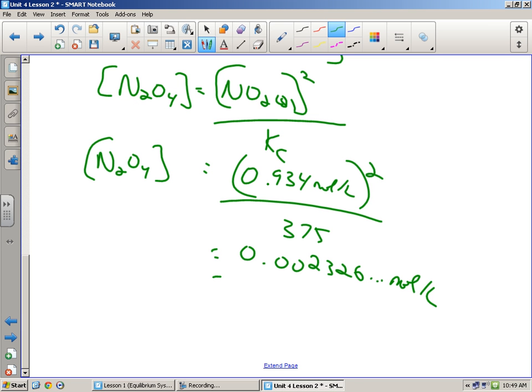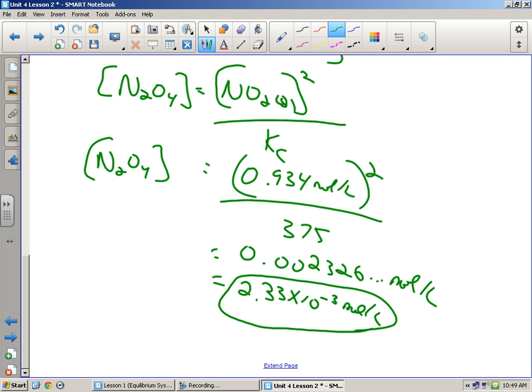If you want to use significant digits, I'd say probably 3 is a good bet here. I'd probably round it to that. 2.33 times 10 to the negative 3 moles per liter would be an acceptable answer for that one. Okay, good. Or you could actually write 0.00233, I guess, kind of thing. That'll make a difference. All right.